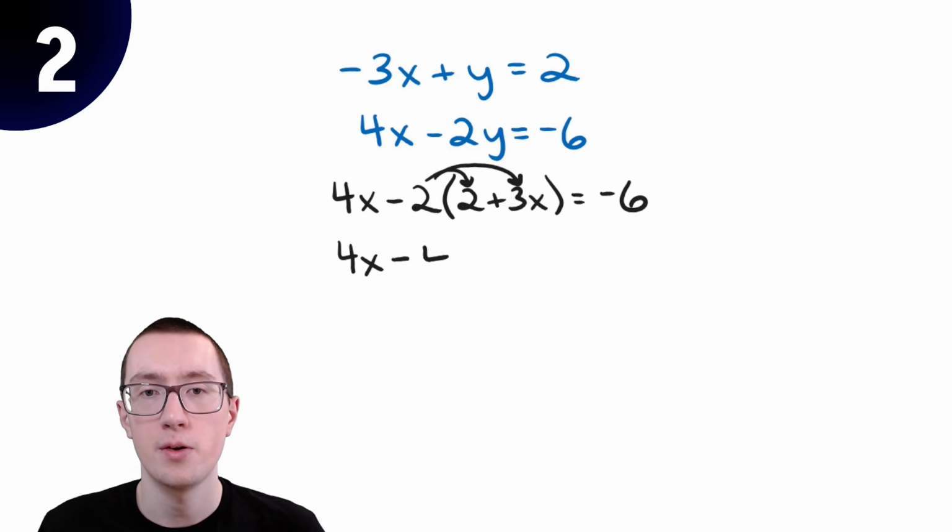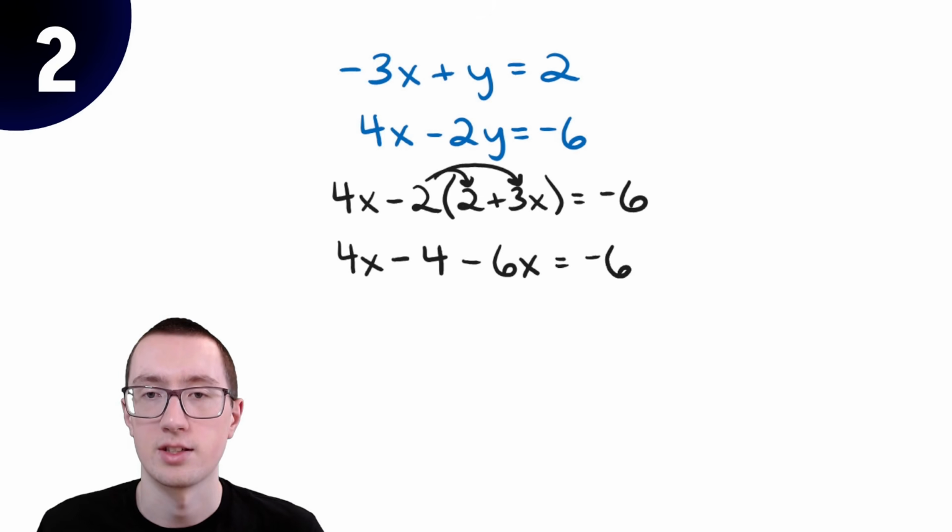Well, 2 times 2 is 4, and then we have 1 minus sign. So the minus sign is already here. I already wrote it. Then here we have minus 2 times 3x. 2 times 3 is 6, and then the x stays. And again, here we have 1 minus sign, so the minus sign stays as well. And then the minus 6 is going to stay the same over here.